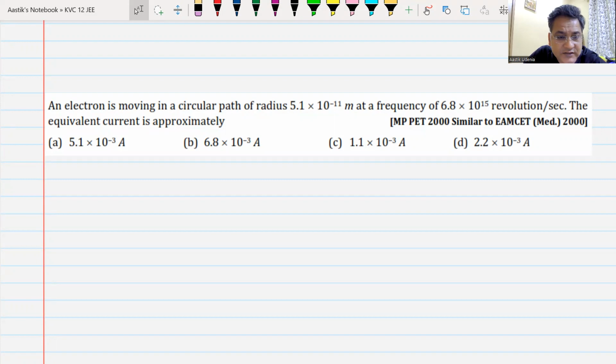An electron is moving in a circular path of radius 1.5 something, frequency something. What is the equivalent current? One of these questions is going to land up in your papers. Think of it as this question is in your paper. JEE Main 2023, first attempt, January, between 24th to 31st, I guess. Yes, what is the answer?